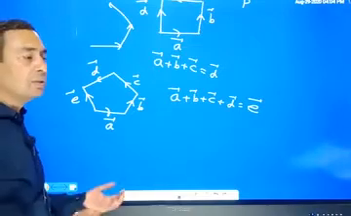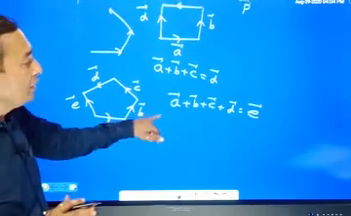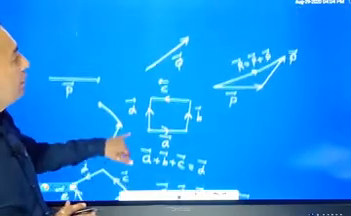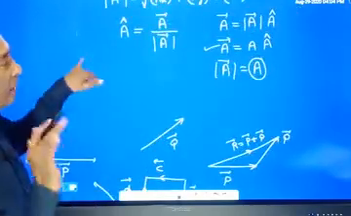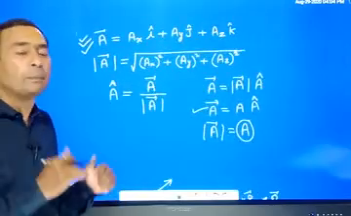Okay, dear students, these are the main important points of today's class. We take here polygon law, triangle law of vector addition, and how we can represent the vectors.